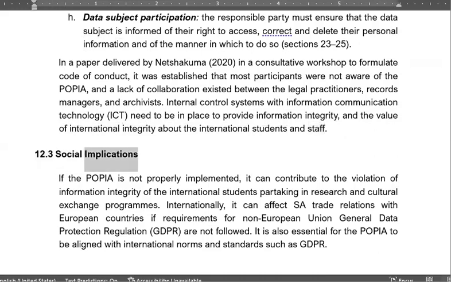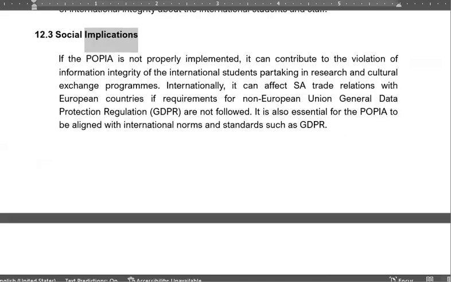12.3 Social implications. If the POPIA is not properly implemented, it can contribute to the violation of information integrity of the international students partaking in research and cultural exchange programs. Internationally, it can affect SA trade relations with European countries if requirements for the European Union General Data Protection Regulation, GDPR, are not followed. It is also essential for the POPIA to be aligned with international norms and standards such as GDPR.